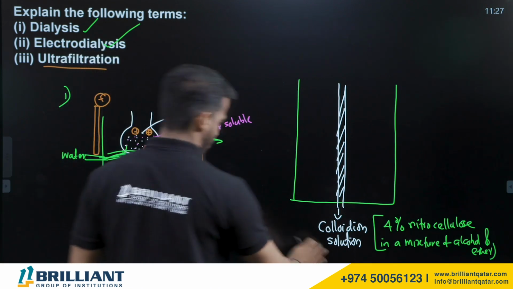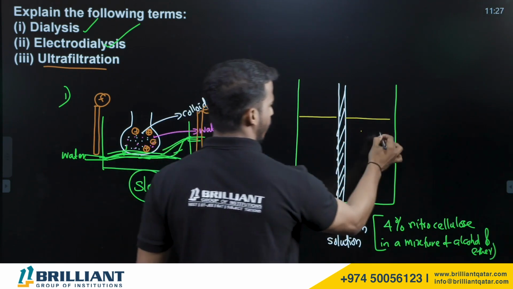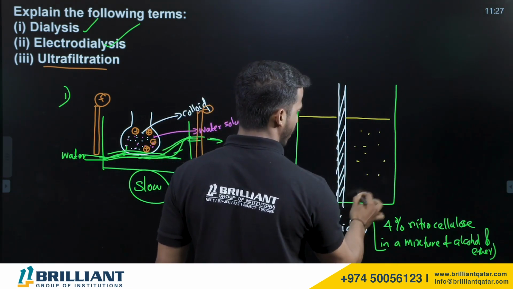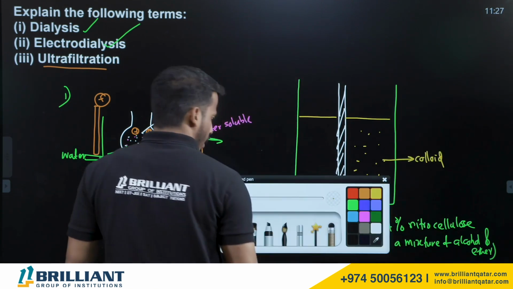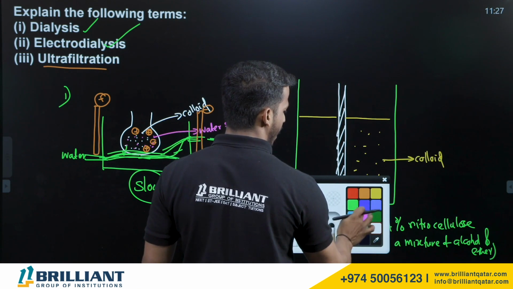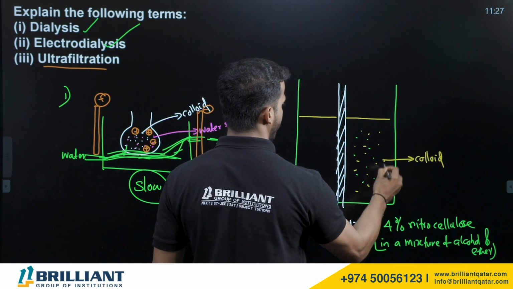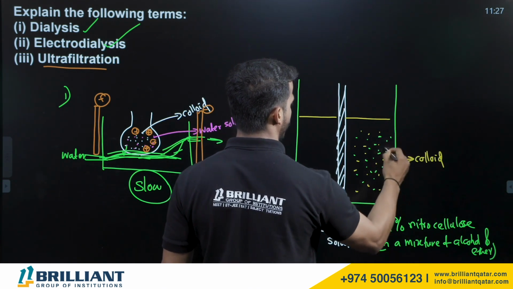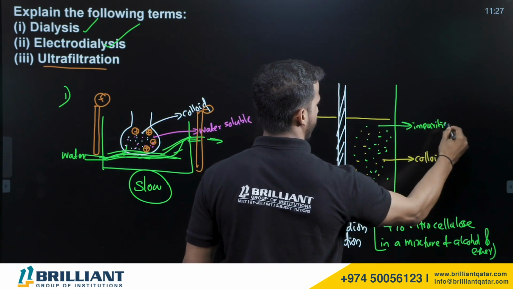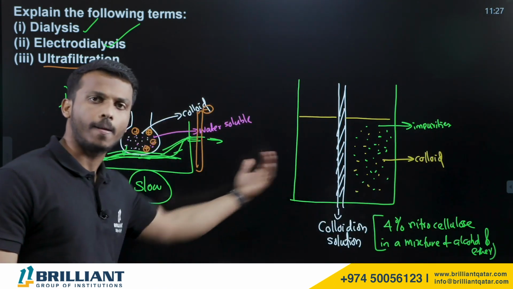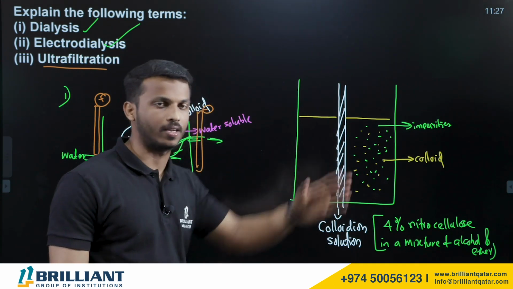Now let's go to the process. Dear students, initially in the right chamber, let me put our colloids. Consider this is our colloid particle. Into that, let me add the impurities, because it is an impure colloidal solution. So these are our impurities. These impurities can move through the filter paper, but colloidal particles can't move.